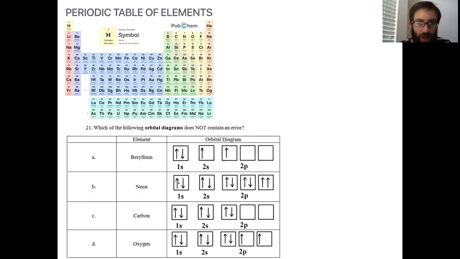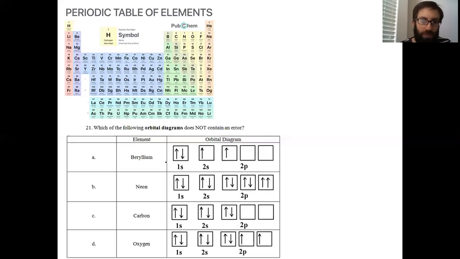Neon has 10. 1, 2, 3, 4, 5, 6, 7, 8, 9, 10, because it's element number 10. That seems good. At least the total number of electrons is good. Carbon has 2, 4, 6. That seems good. And oxygen has 2, 4, 6, 8. That's also good, oxygen's number 8. So they didn't screw up the number of electrons, so it's something more complicated.